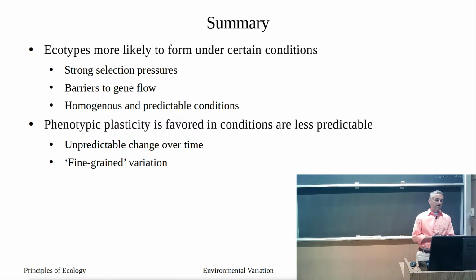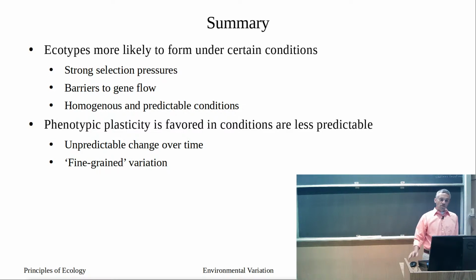Then the third factor that favors that is homogeneous and predictable conditions. So if our populations are in an environment that is pretty much constant, it allows evolution to take hold and push us down that path. If it's variable, if it's unpredictable, evolution's going to get mixed up. Evolution starts pushing us one way, the environment changes, and now it pushes us a completely different way.